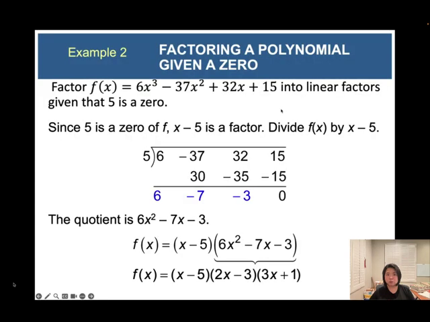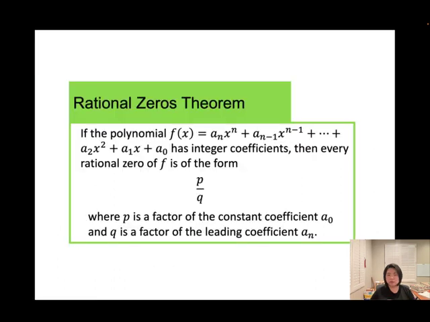Think about it for the previous example. They are not given that 5 is a zero. We need to figure out what the zeros are in this f of x. Alright? The rational zeros theorem helps us find the possible zeros. Okay, so one more time. The p will be a factor of the constant coefficient, a0. Q will be a factor of the leading coefficient, an.